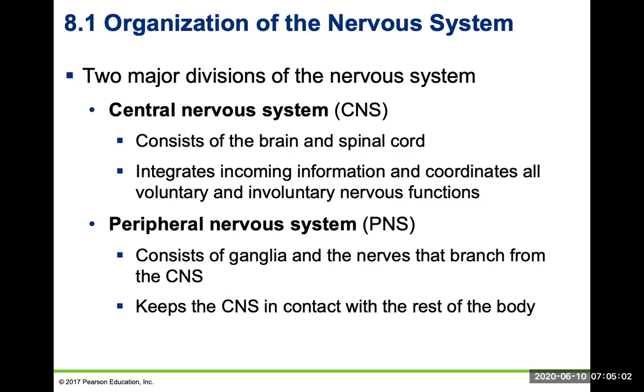It integrates incoming information and coordinates all voluntary and involuntary nervous functions. And your peripheral nervous system consists of all ganglia, and the ganglia are just enlarged portions of neurons that usually contain cell bodies, and the nerves that branch from your central nervous system. The PNS keeps your central nervous system in contact with the rest of the body.